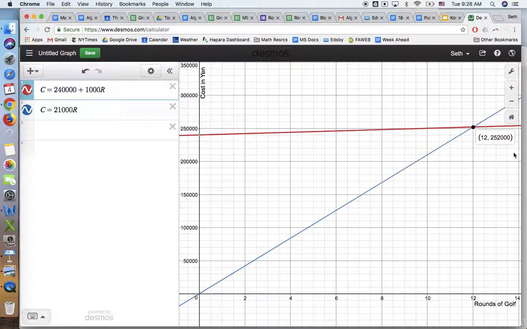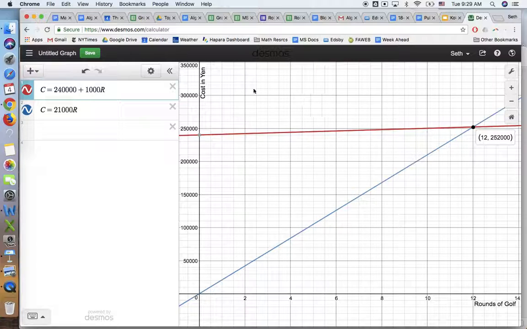So this would actually be a pretty good screenshot to put in right now. I would have to of course explain that this was the cost without the membership, which would start off at 0 and get more and more expensive the more rounds of golf I played. But at 12 rounds of golf, it would be equal to the cost of the membership, which is this red line here. And anything more than 12 rounds of golf in a year, it would be worth it to use the membership, because that would end up being less expensive.